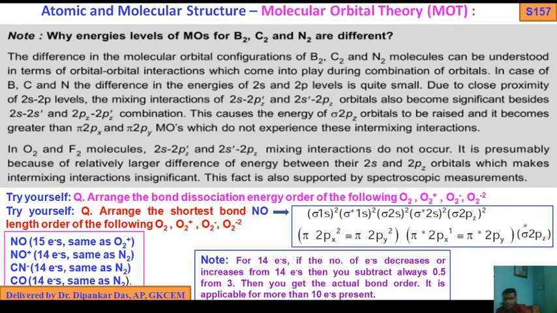Higher bond order means a stronger bond, and it will demand more energy to break or rupture this bond. Lesser bond order means it will demand lesser energy. So bond dissociation energy will be higher for the species which has the highest bond order. As you know, bond order is inversely proportional to bond length. If bond order increases, bond length decreases.